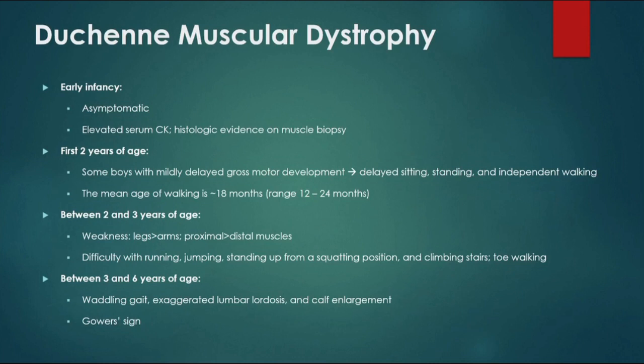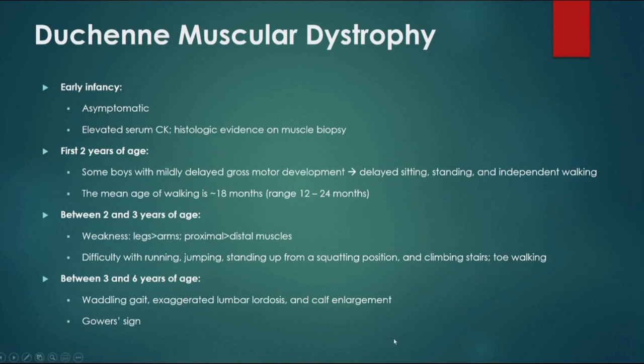Between 2 and 3 years of age, they have overt manifestation with weakness, which is more prominent in the legs compared to arms, and proximal weakness is more prominent than the distal weakness. And they have difficulty with running, jumping, standing up from a squatting position, and climbing stairs. They also manifest toe walking. Between 3 and 6 years of age, they develop waddling gait, exaggerated lumbar lordosis, and calf enlargement.